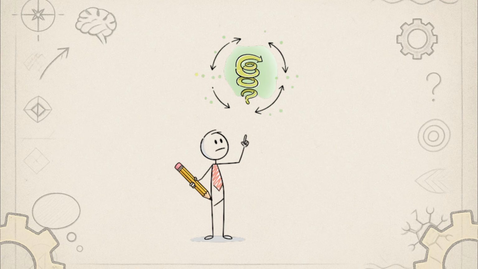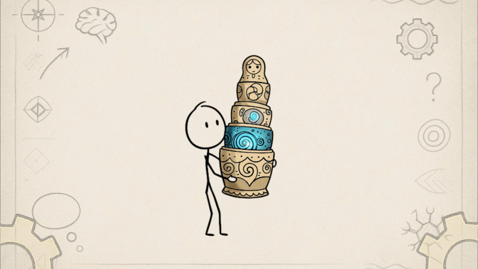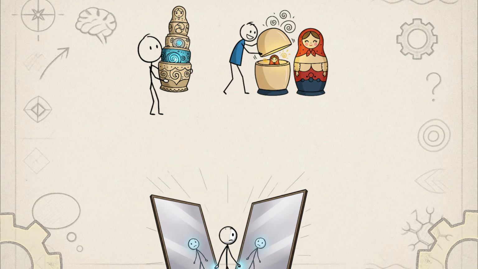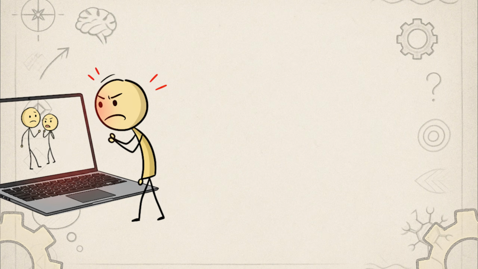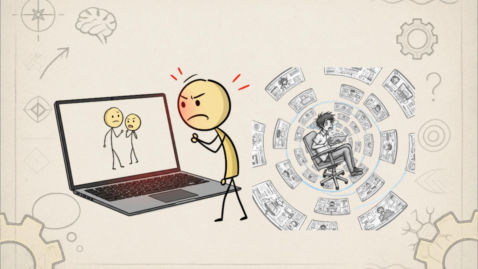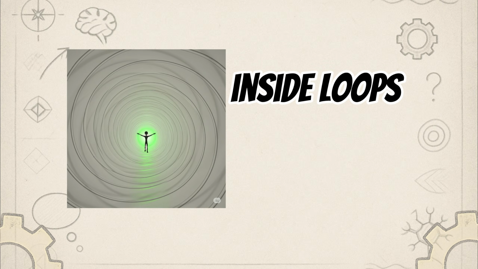Let's start with a simple definition. Recursion is when something contains a smaller version of itself. Think Russian nesting dolls, or a mirror reflecting another mirror, or those times you open your webcam and accidentally film your monitor displaying your webcam, displaying your monitor, displaying your webcam. It's loops, inside loops, forever.